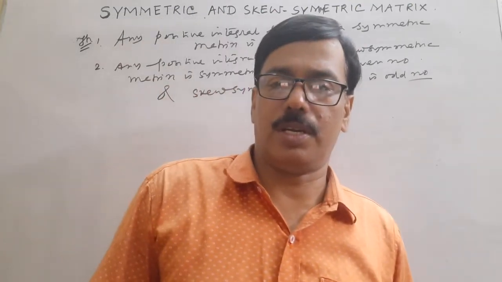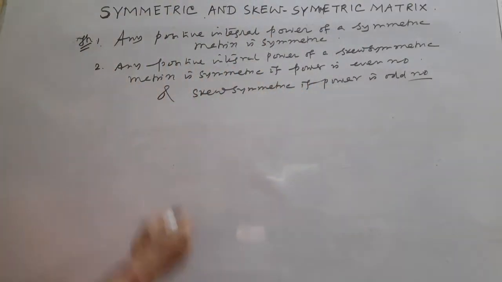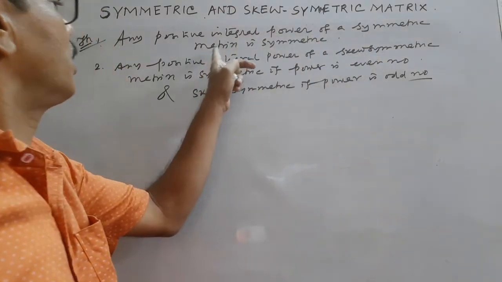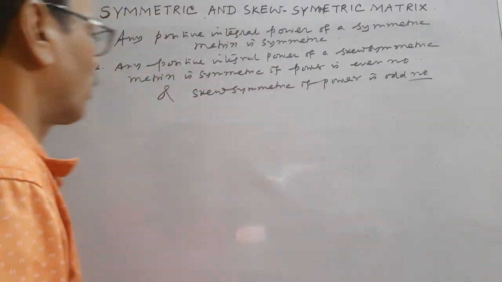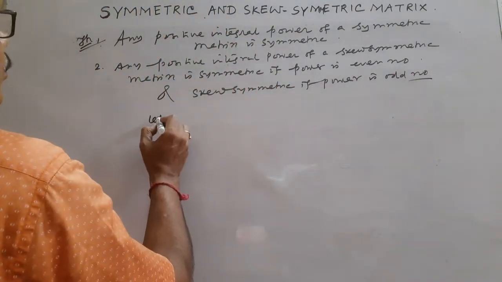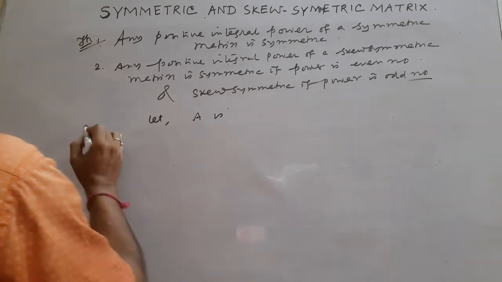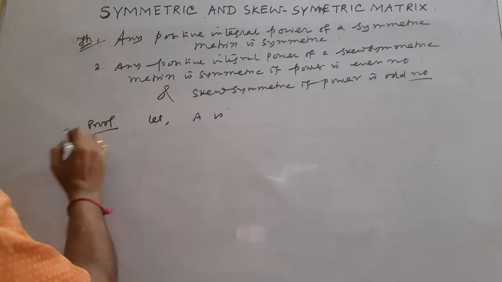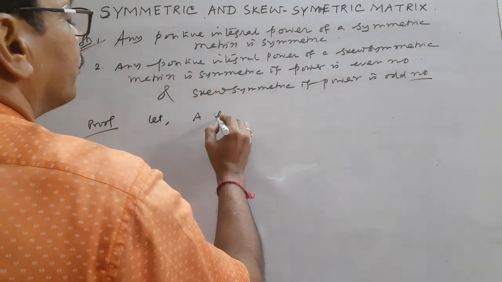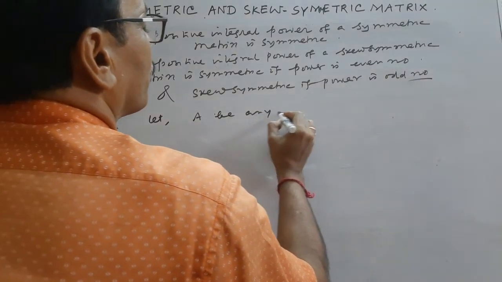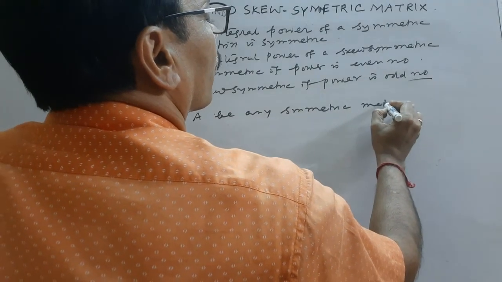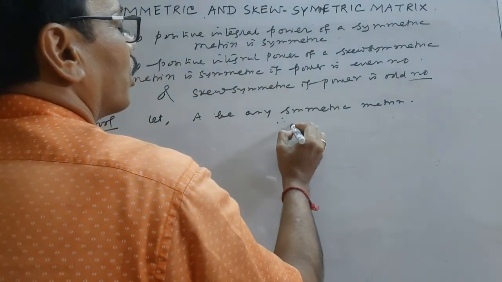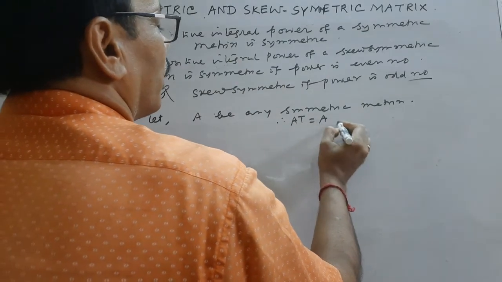Now we consider two more simple results. Any positive integral power of a symmetric matrix is symmetric. So let A be any symmetric matrix. Therefore, A transpose equals A.